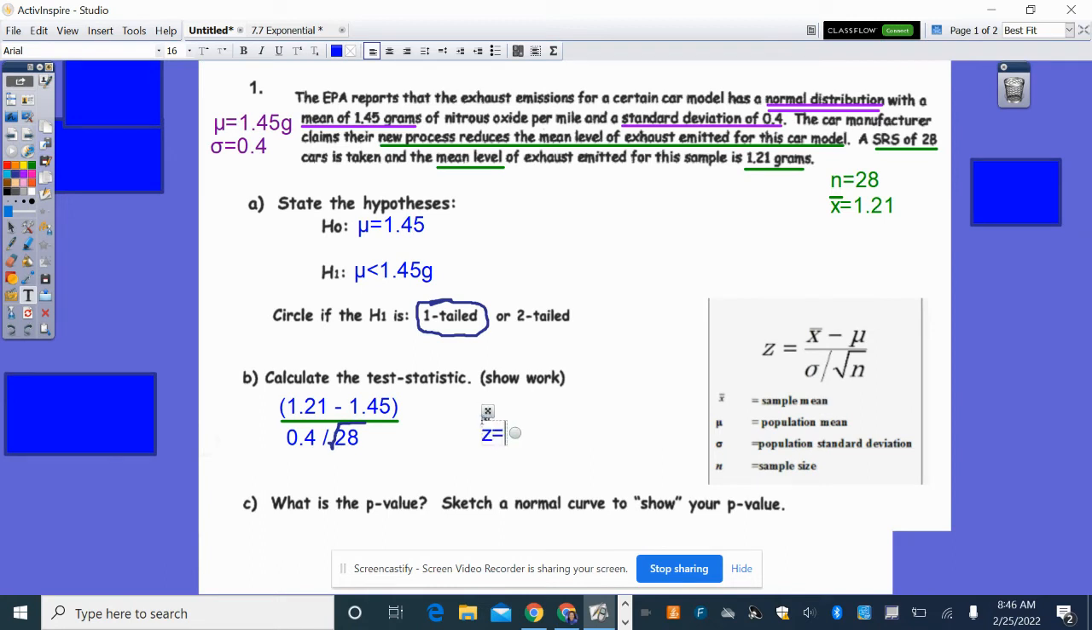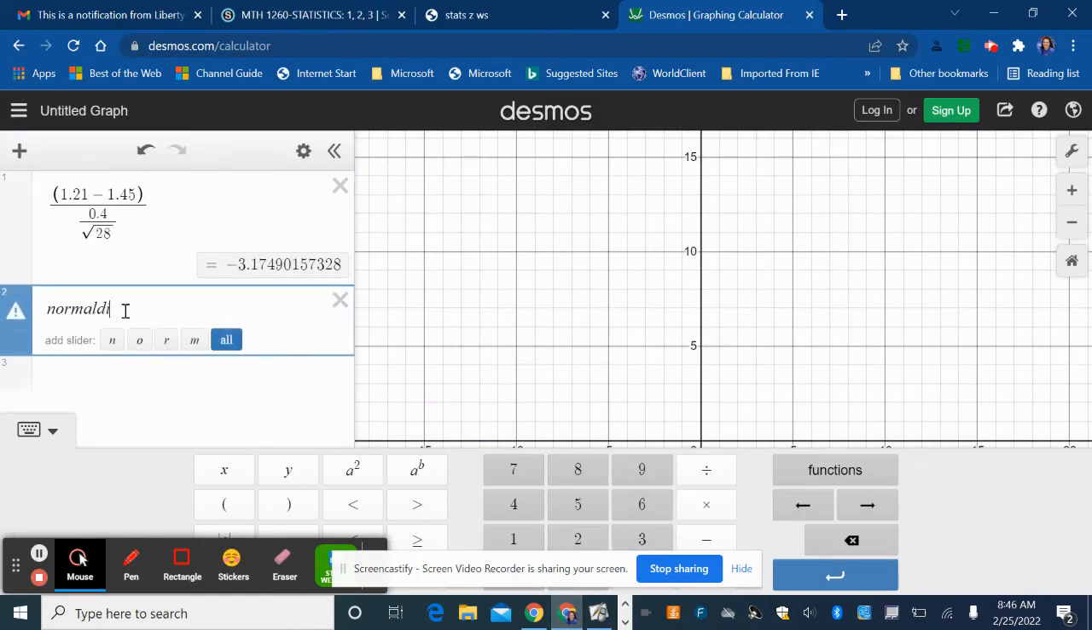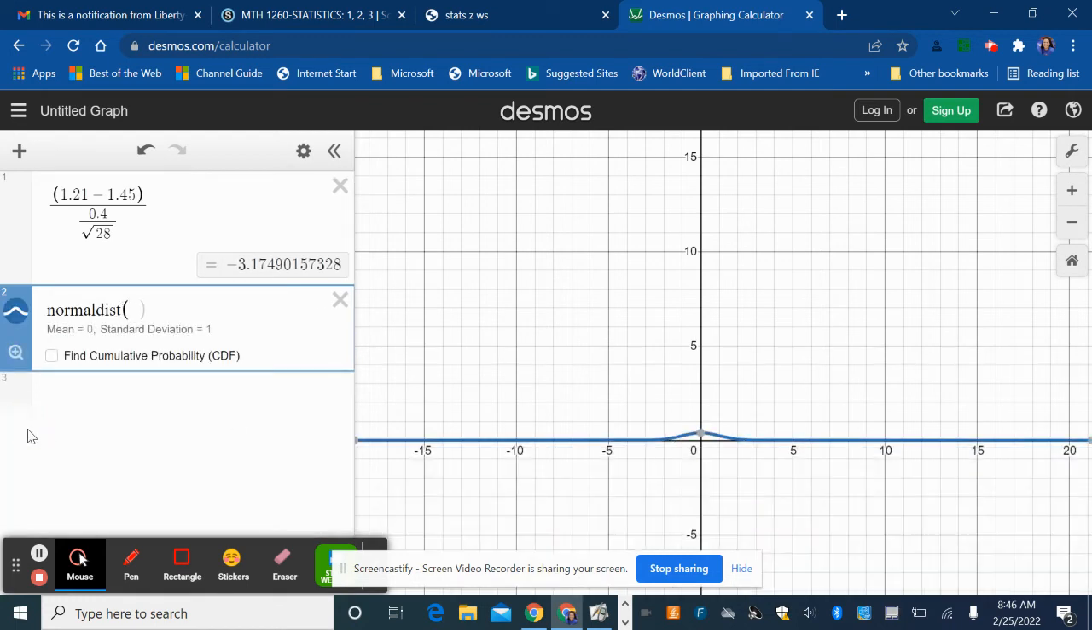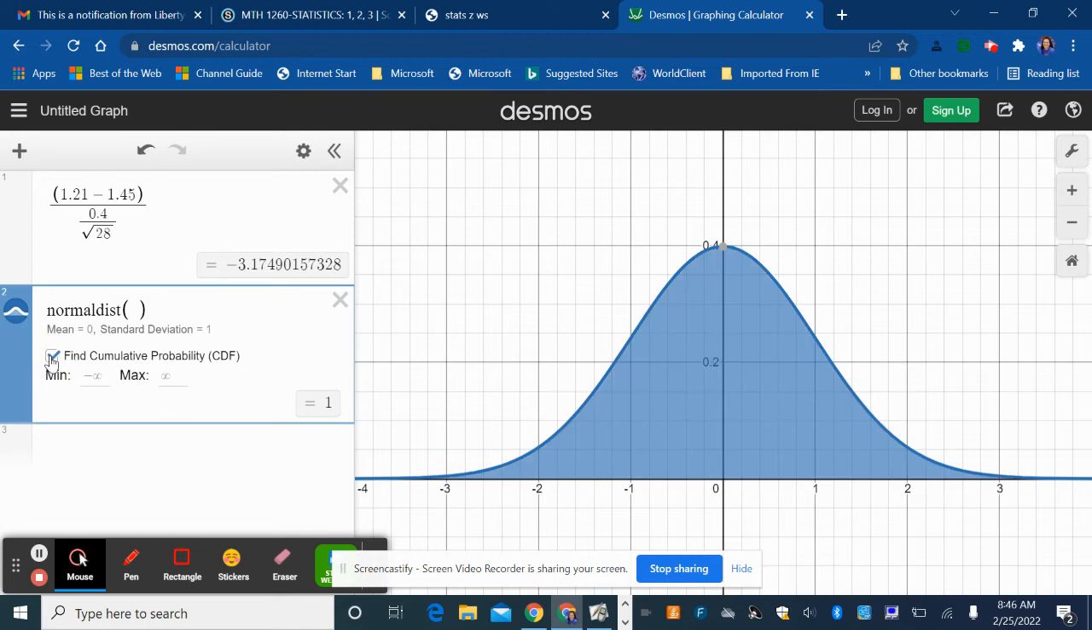So z equals negative 3.175. So the p-value, again, if you do this on your calculator it tells you your p-value. If you don't have a calculator with you, we are going to have Desmos do the p-value for us. So if you just go to Desmos and you type in normal dist with parentheses, you guys can see this normal curve shows up. Hit the magnifying glass so you can see it better. And we want to shade everything to the left of negative 3.17.